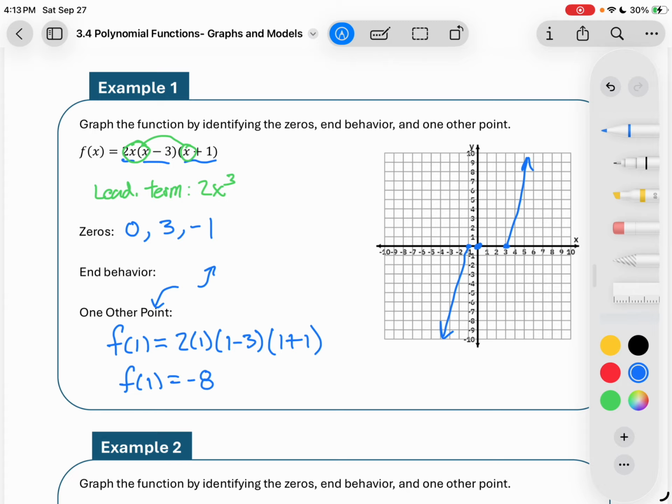So there's a point at 1 and negative 8, and when you do that, you can fill in the rest. Oh, that does not look very nice. But MyMathLab makes it look really nice. And we've got a polynomial looking something like that. Maybe I could make it look a little better. It's okay. Let's take a look at example 2.